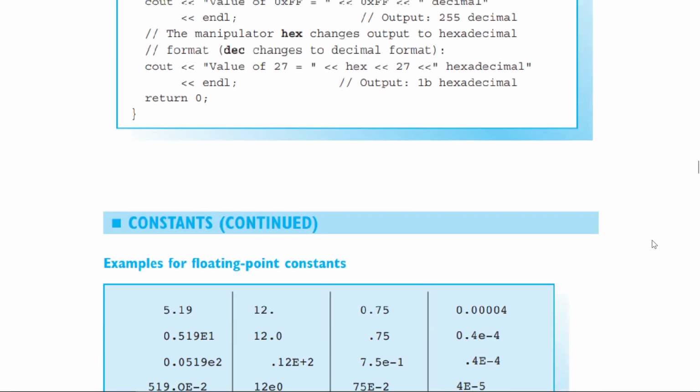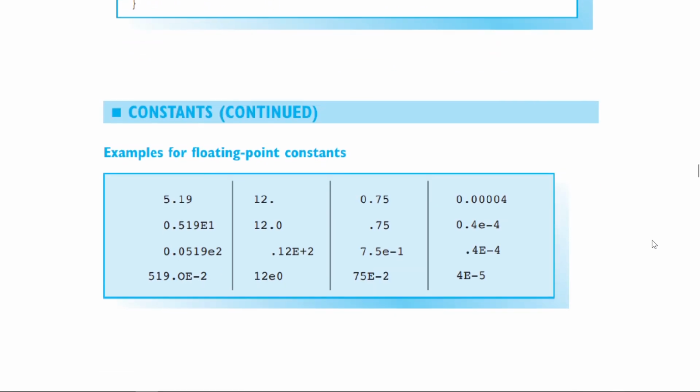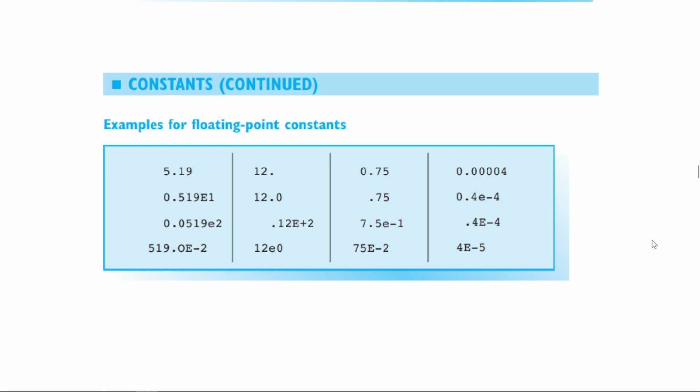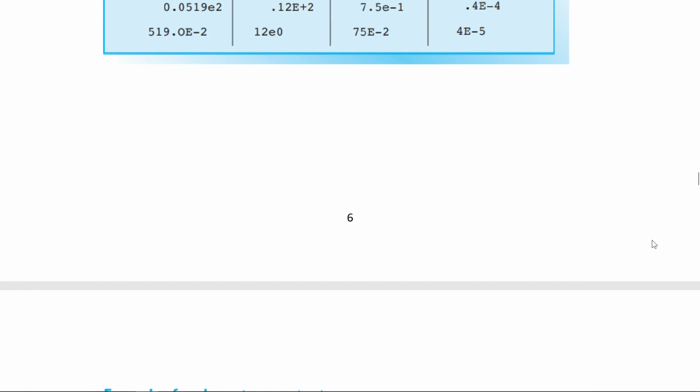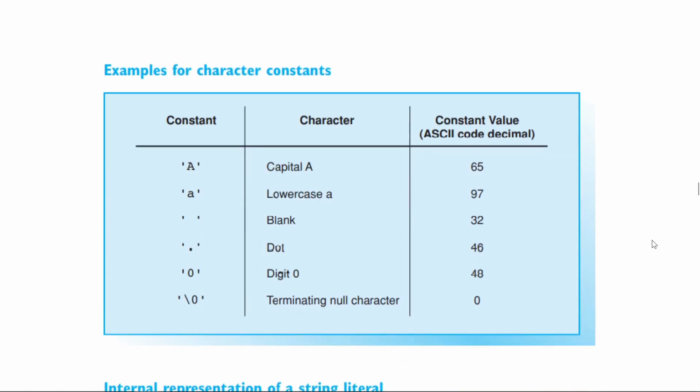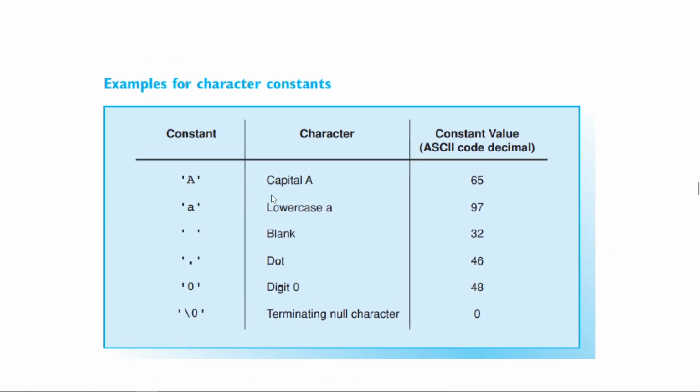Let's have a look at some more examples of constants. We've got some here for floating point values, and we've also got constants that we can use for characters. So capital A will stand in for the 65 in the ASCII numerical system, and you have lowercase a, and so on and so on. And an interesting one that's here is called the terminating null value.